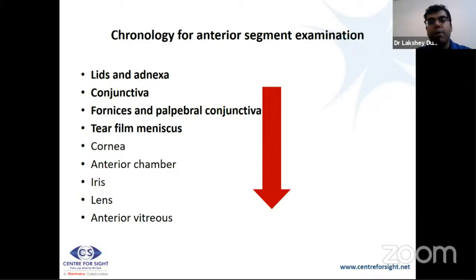You should not jump directly to cornea. You should start from lid, adnexa, conjunctiva, and tear film, and then go to cornea, anterior chamber, iris, lens, and anterior vitreous. So avoid jumping directly to cornea. Look at the adnexa first.